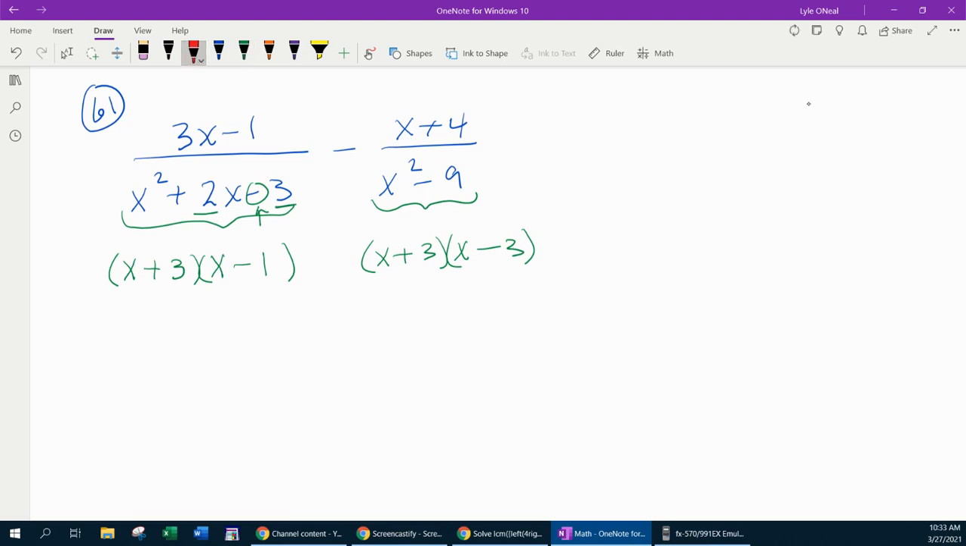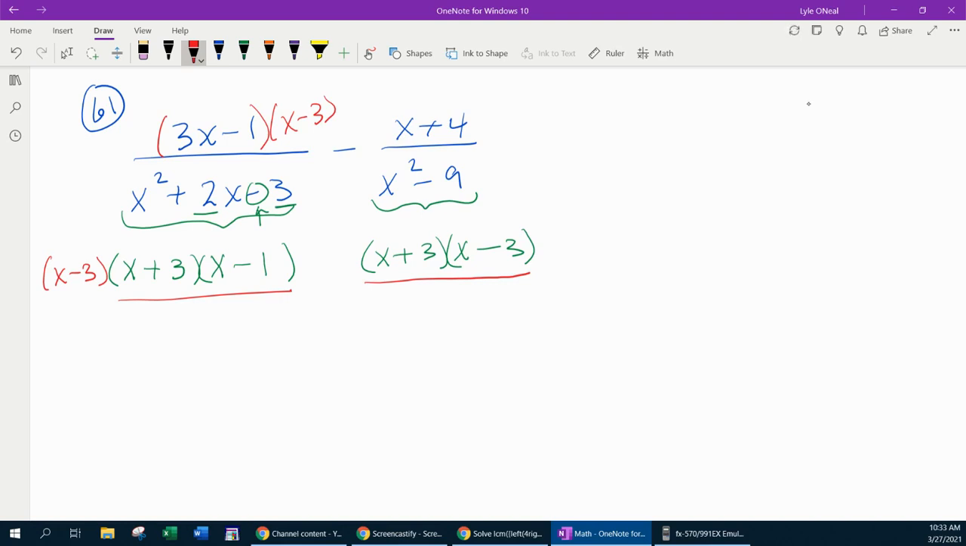Look at the first denominator and tell me what it is missing that this one has. Well, it's missing the x minus 3, so it needs it. But whatever I do to the bottom, I have to do to the top. Oh, and look at that. We're going to get to FOIL it up. That's the four-letter F word: FOIL.